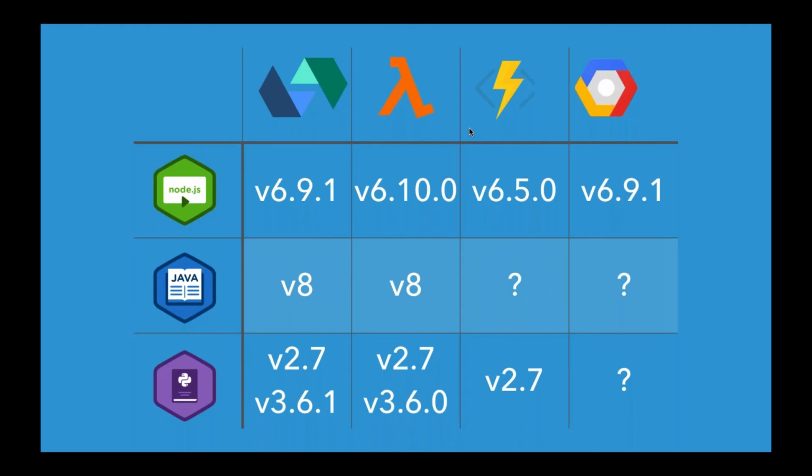Only Google Cloud doesn't support it at the moment. Java is a bit more interesting. It's only supported on both OpenWhisk and AWS Lambda, but they're both V8, so you could swap between them relatively easily. No word yet on Azure Functions or Google Cloud.